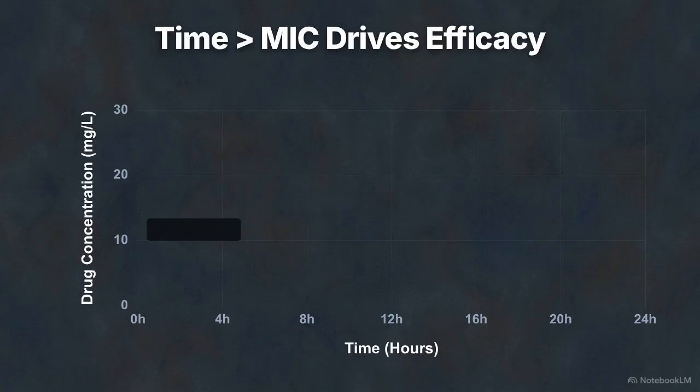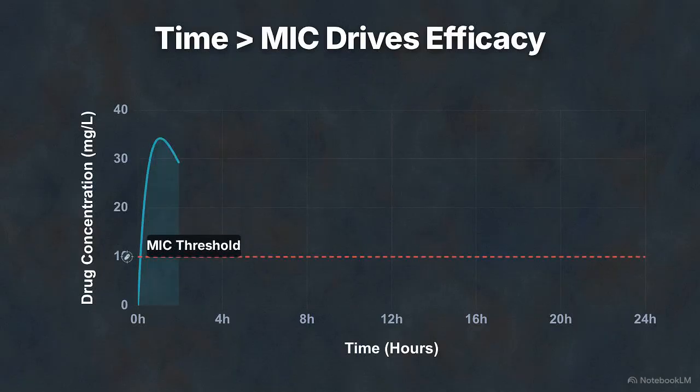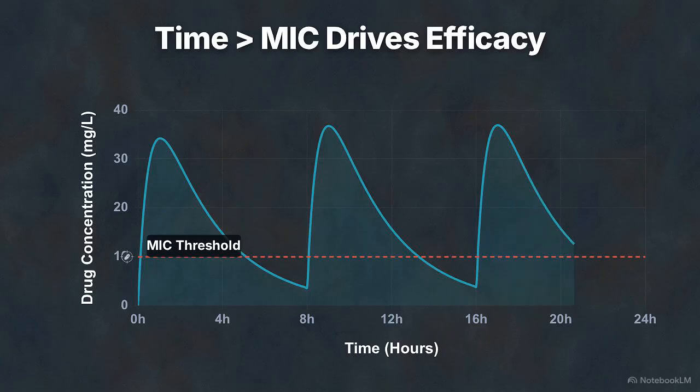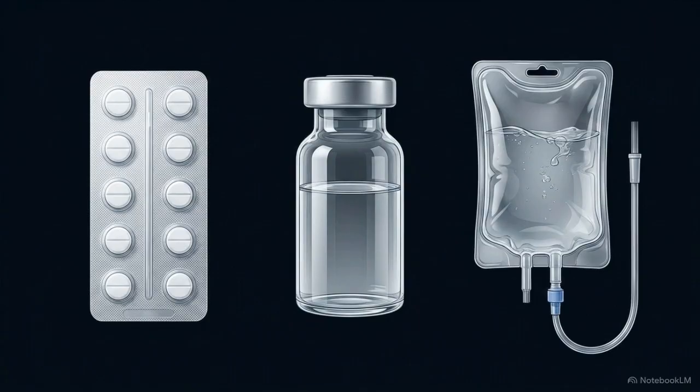For these drugs, pushing the concentration into massive peaks doesn't kill bacteria faster. The rate of bacterial death relies on the duration of exposure. The target here is to maximize the percentage of the dosing interval where the drug concentration remains above the MIC threshold. We see this profile in the beta-lactam classes, which include penicillins, cephalosporins, and carbapenems.